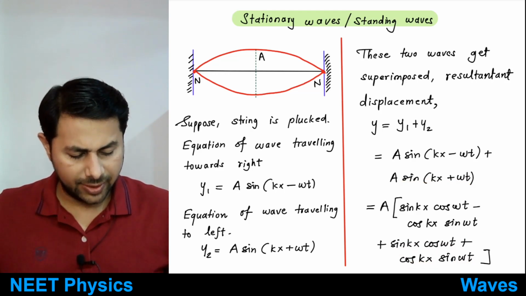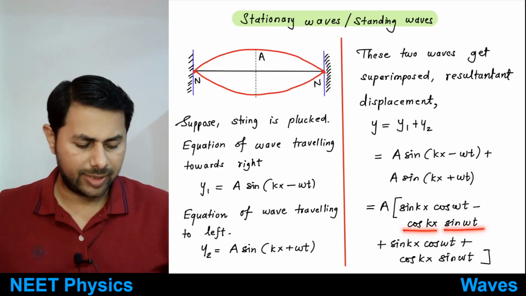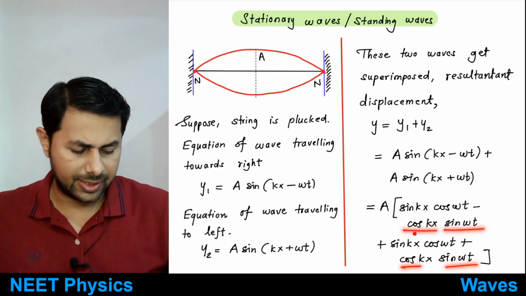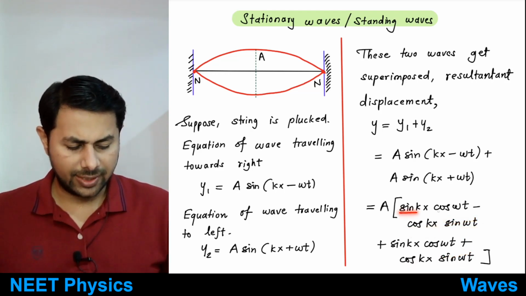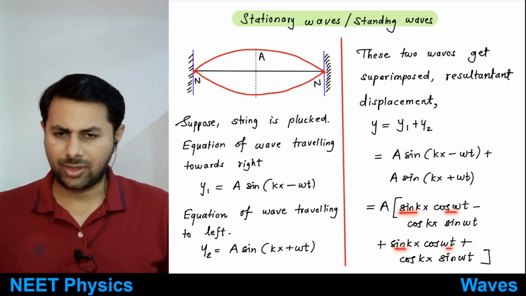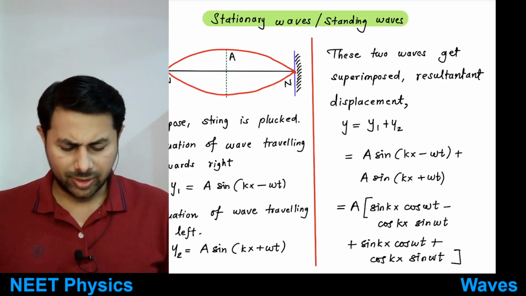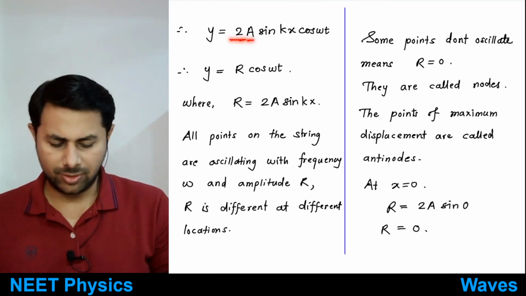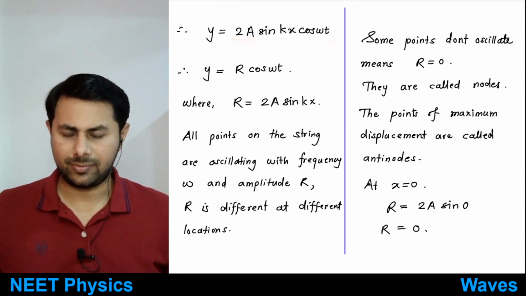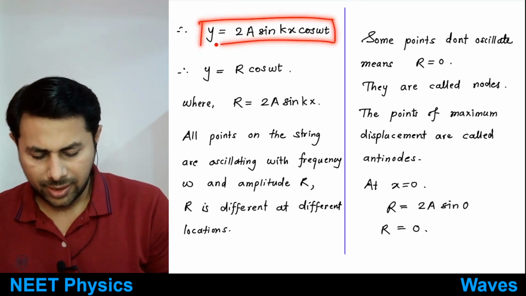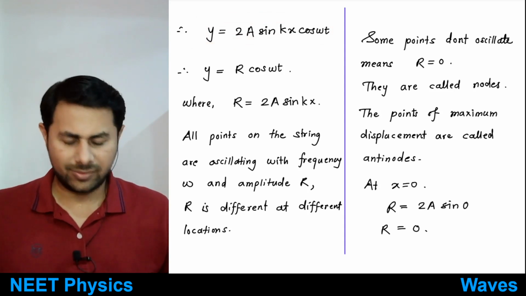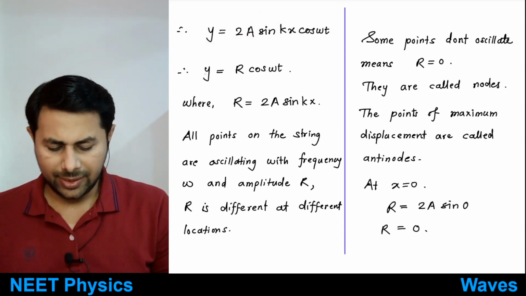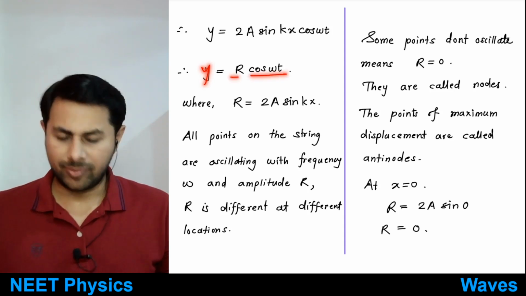So here you can see this term cos kx sin omega t and cos kx sin omega t gets cancelled out, right? And what remains is sin kx cos omega t plus sin kx cos omega t. So you have 2a sin kx cos omega t. So this is the equation of a resultant wave which is trapped between those 2 points, and we write it as y is equal to r cos omega t.